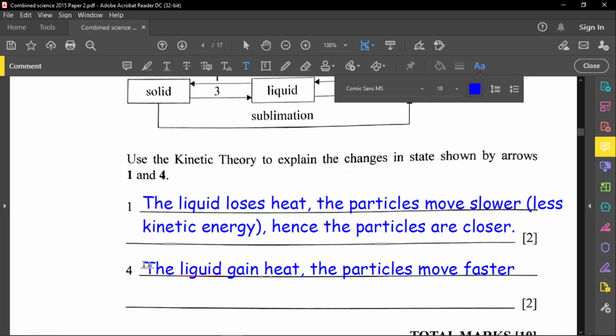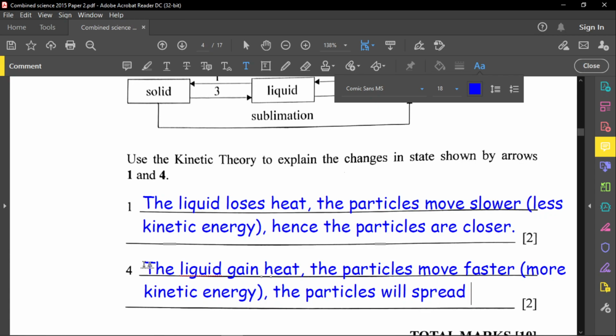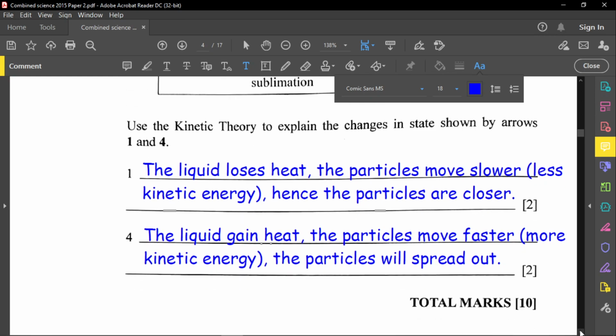This is because of more kinetic energy, just put it in brackets as well. There's more kinetic energy, and because of more kinetic energy, the particles will spread out. Great, so that will be the answer there, and that's the end of the first question.